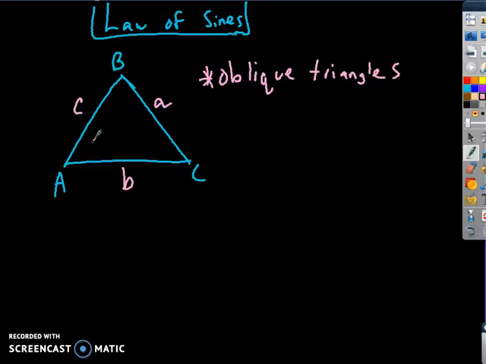Something else to know about the law of sines is that inside these triangles, the angles are represented by capital letters. So this angle means angle A, and the lowercase letter a is opposite of that angle. This is capital A, lowercase a has to be opposite of it. This is capital B, lowercase b has to be opposite of it. And this is capital C, lowercase c has to be opposite of it. So you know where the sides are, they're opposite the uppercase letter.